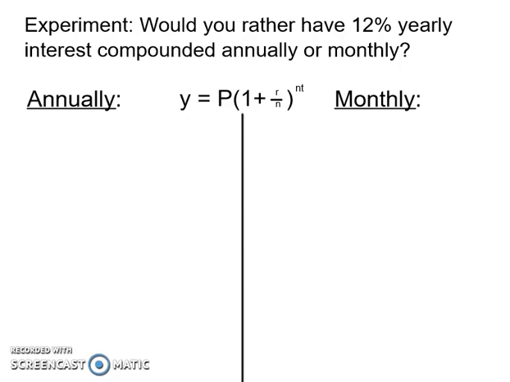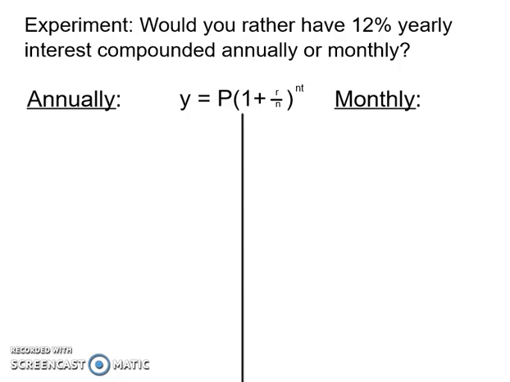So in my last video on compound interest, which I'm posting on top right now, I ended saying that I wanted to propose an experiment, but I ran out of time because I only have 15 minutes to record. So in this video, I want to show you what the experiment is and see which setting is going to be better. In this experiment, it's asking, would you rather have 12% yearly interest earned compounded annually, so once a year, or monthly, 12 times a year?